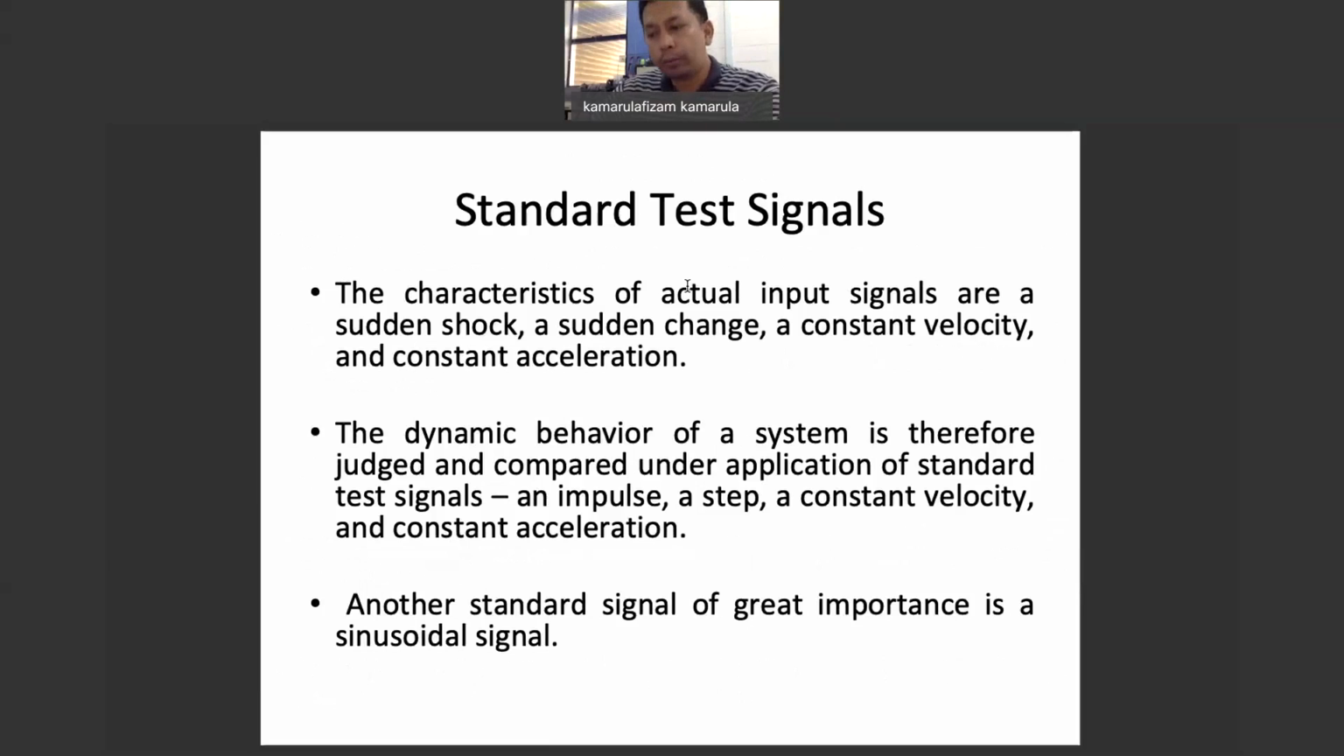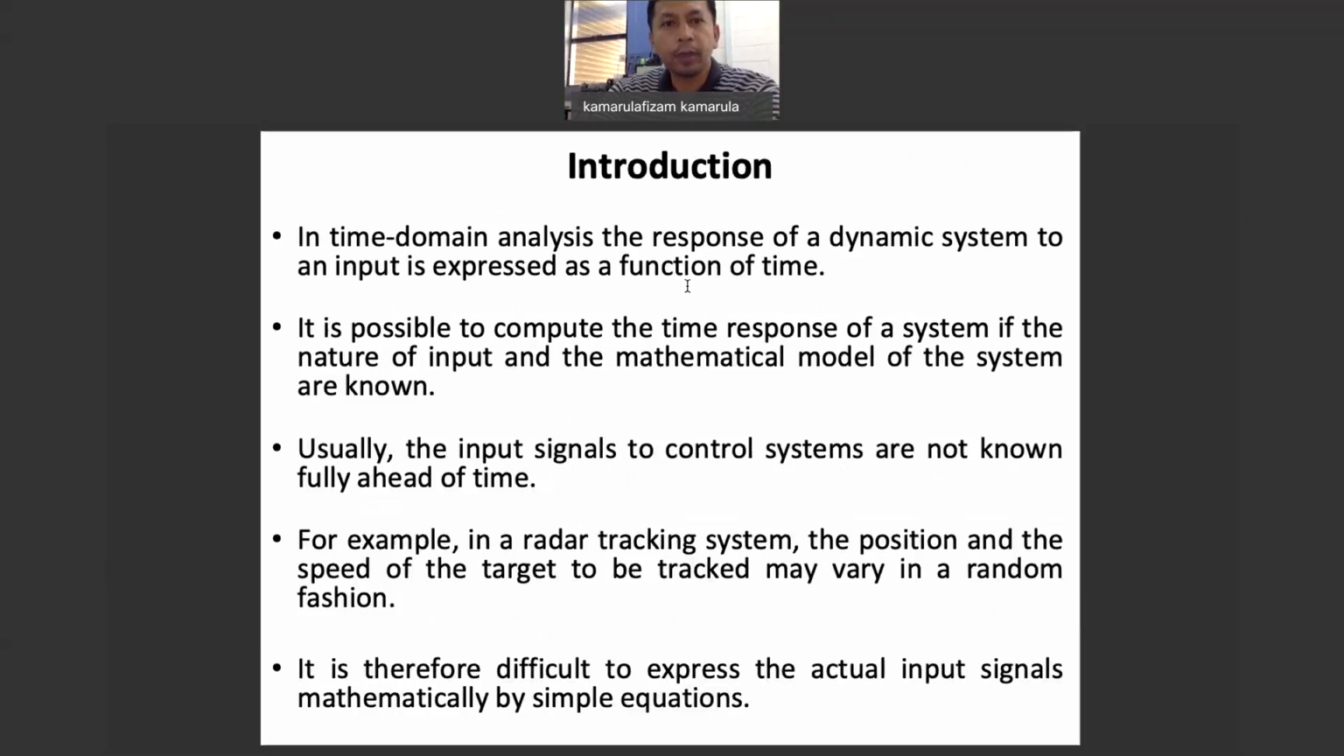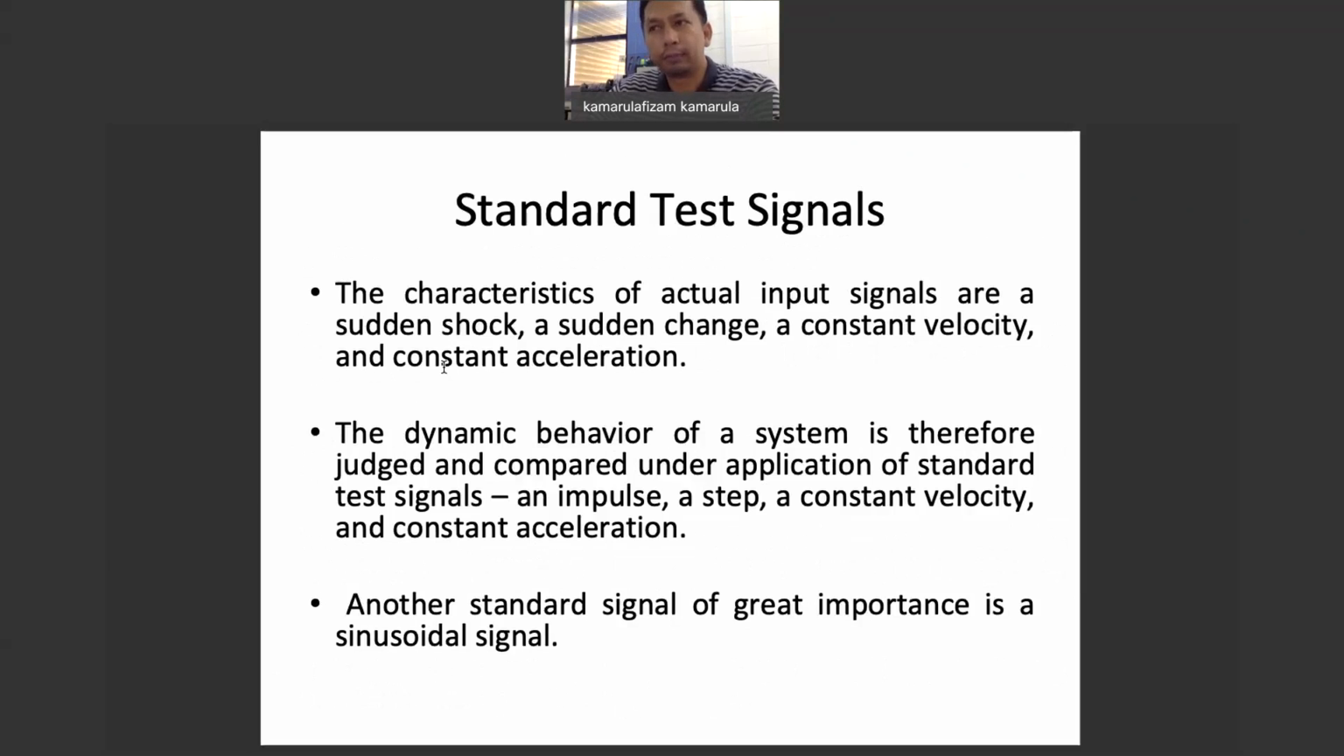Again, we build the control system. We have the transfer function of the system that we built from the mathematical model. And then when we have our transfer function, we basically want to test the system using some test signal, some input signal. Point number 2 says it is possible to compute the time response of a system if the nature of the input is known. So in this slide, we are going to see the input signal, the test signal that we normally work with.